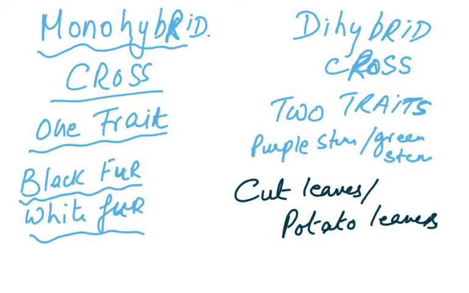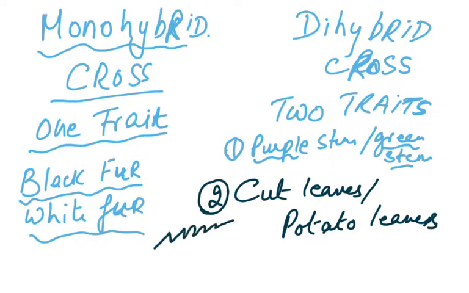Compared to this, what is a dihybrid cross? Like we have disaccharides, dipeptides, di means two, so two traits, and we're going to discuss two different characteristics. One is the color of the stem, so it could be a purple stem or a green stem. One would be recessive, one would be dominant. The second trait is the edges of the leaf. Cut leaves means the edges are cut, and potato leaves have smooth edges. So we're discussing two different traits of the same plant.